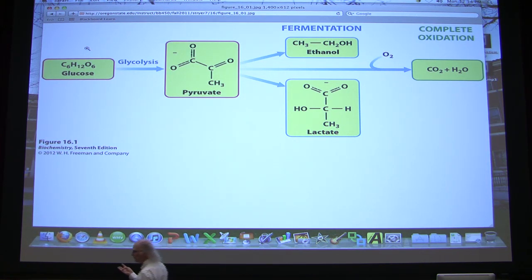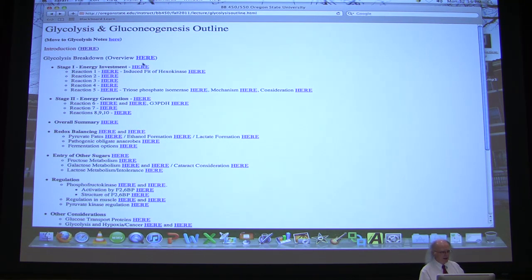So, three different fates for pyruvate. No oxygen leads to either ethanol in the case of bacteria and yeast, or lactate in the case of us. And in any organism that is aerobic, when there's oxygen available, it goes to acetyl-CoA. Questions on that? Hearing none? Okay. Let's dive into glycolysis.